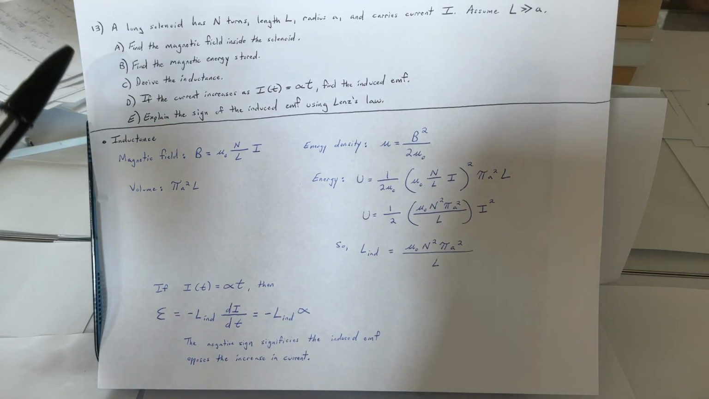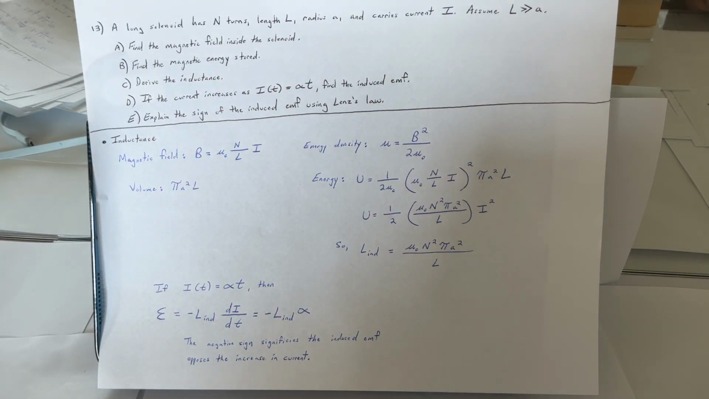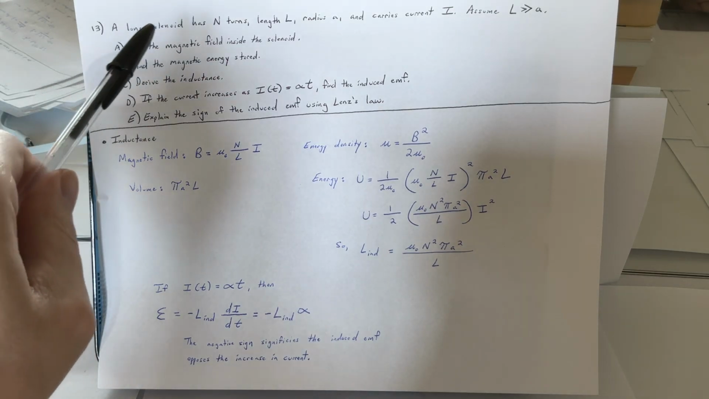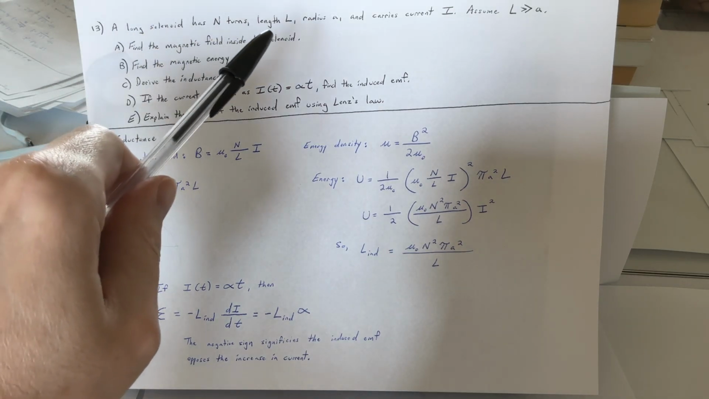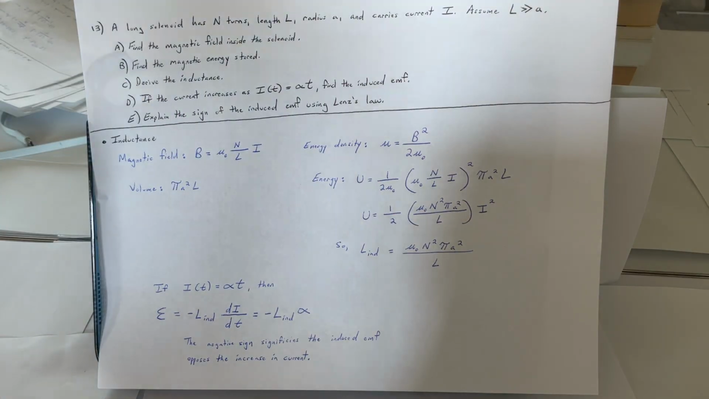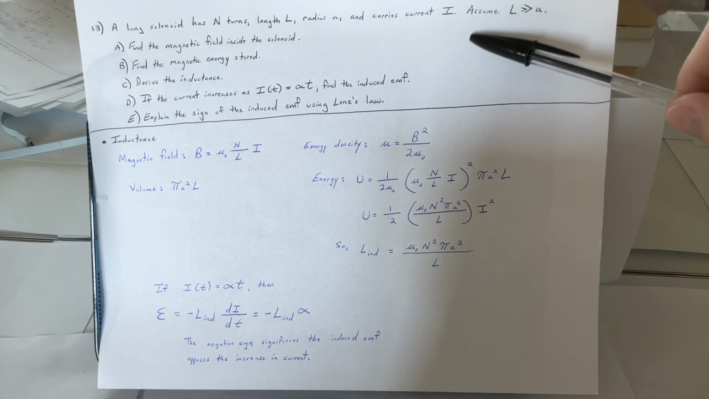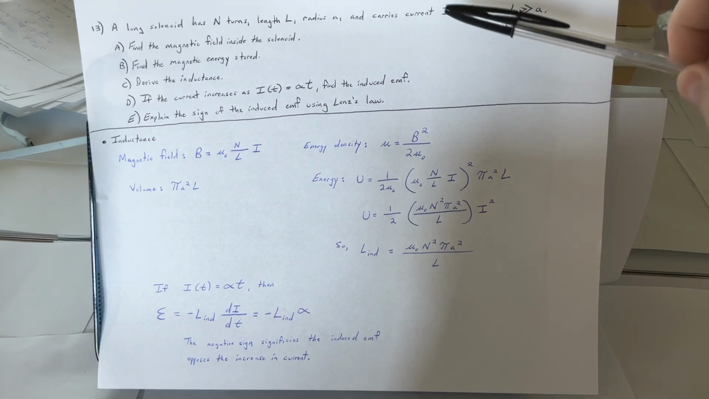Okay, so here's part 2 of the electricity and magnetism practice final exam. So number 13: a long solenoid has N turns, length L, and radius A, and carries current I. Assume L is much larger than A.